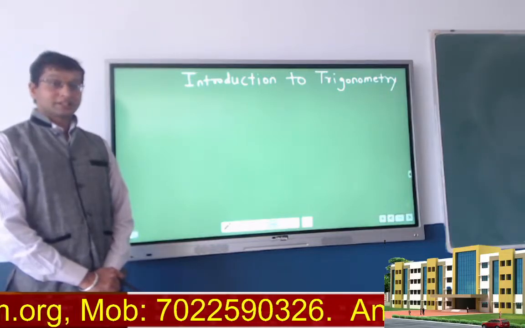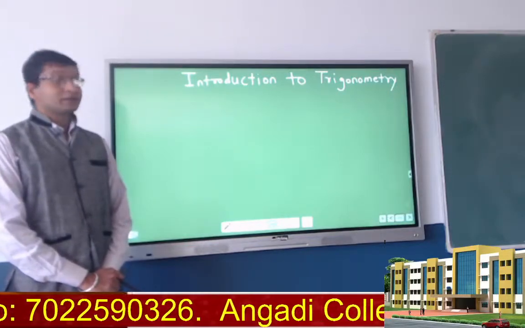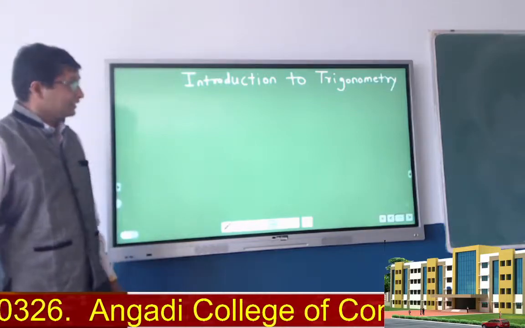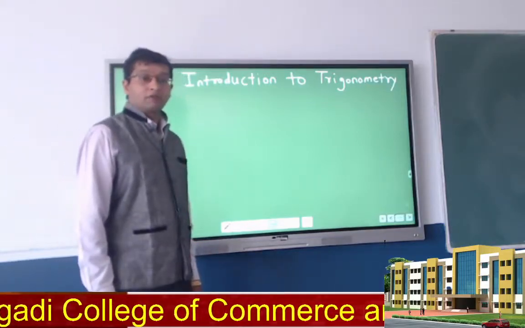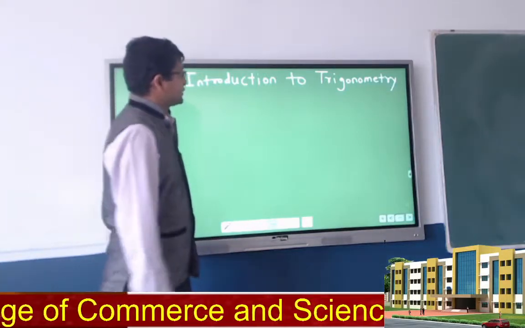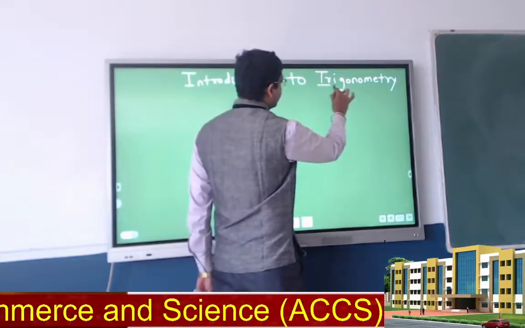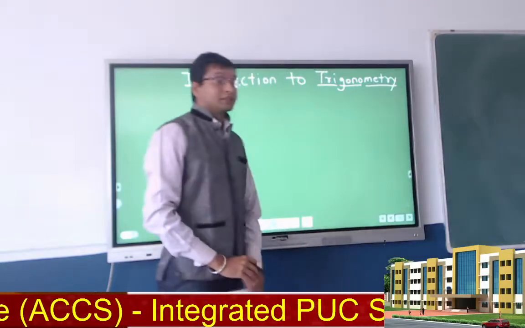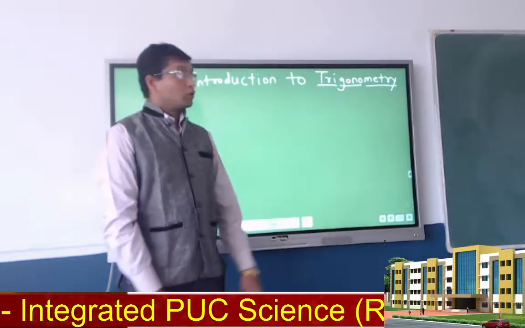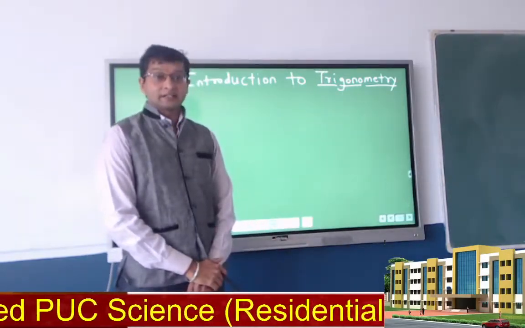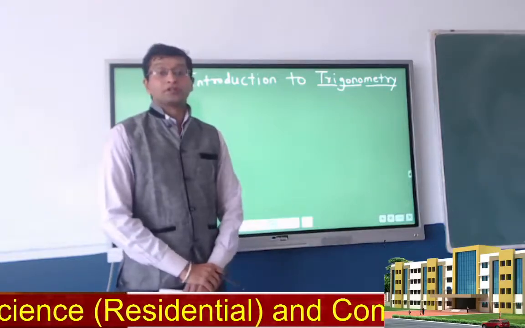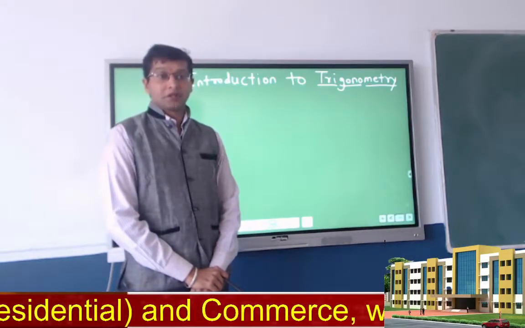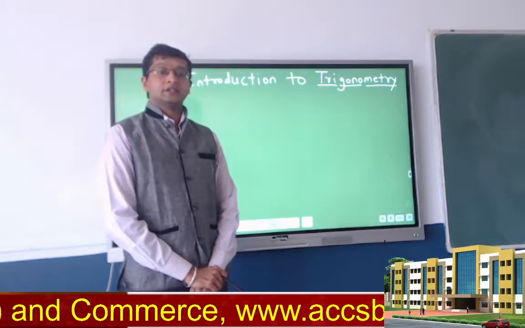First, we will discuss what is meant by trigonometry. You can see here it is a combination of three words. Tri means three, gono means sides, metry means measurement. Three sides measurements, we call it trigonometry.